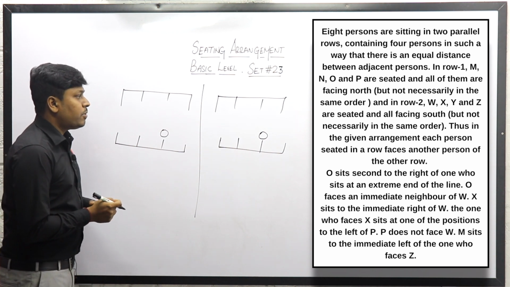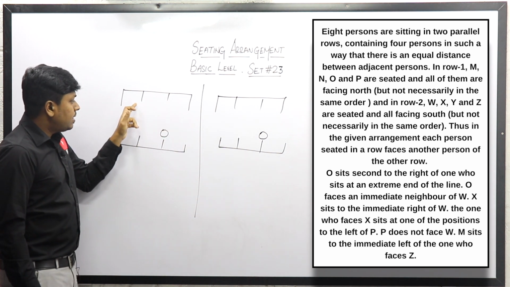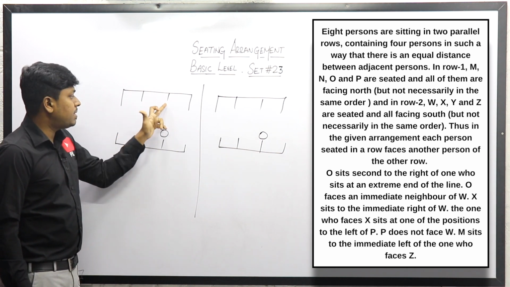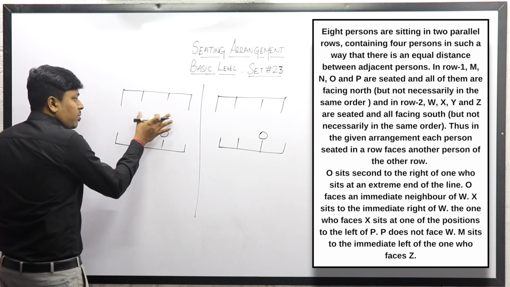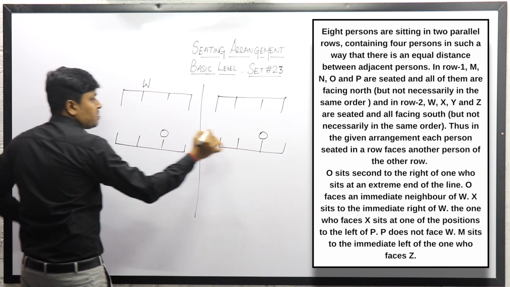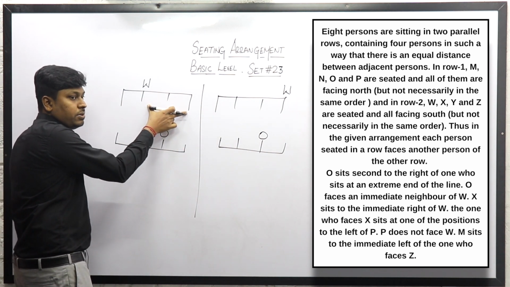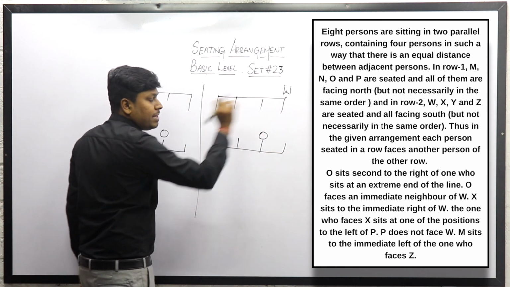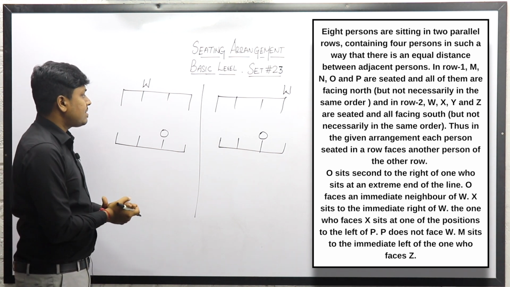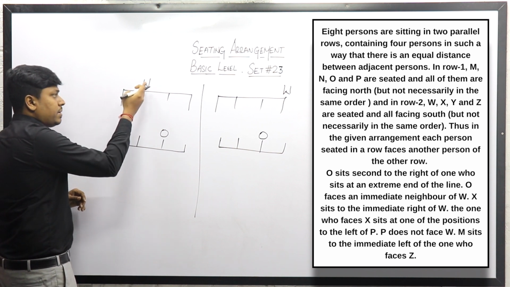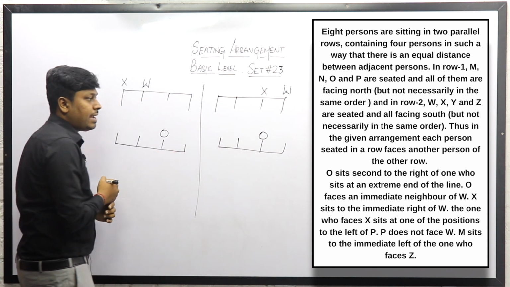O faces an immediate neighbor of W. So the person who is facing O, this person is an immediate neighbor of W. So either W should be placed here or W should be placed here. In this possible diagram, I can fix W here, and in this possible diagram, I can fix W here. Understood? The person facing O is an immediate neighbor of W, so either W is at the left or W is at the right. X sits to the immediate right of W. We know that the person W is facing south, so W's right hand side will be this side, and there X is sitting. Similarly in the other diagram, on W's right hand side the person X is sitting.